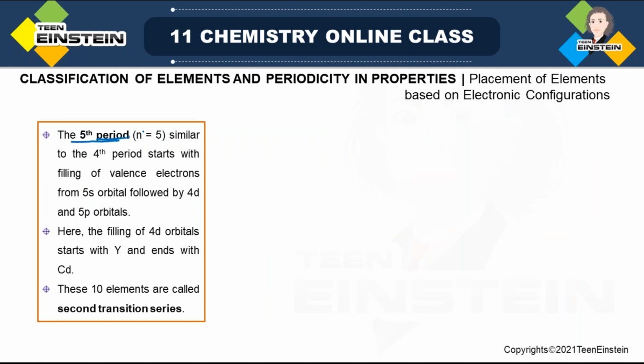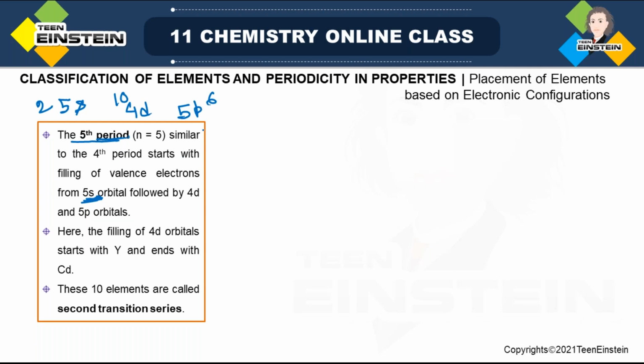Next, after the fourth period, the fifth period. Here the principal quantum number is 5. Just like the fourth period, it also starts with the filling of valence electrons starting from 5s, and after 5s, in the previous case you have seen after 4s came 3D, now after 5s it is 4D, and then 5p. Maximum electrons you can have: 2, here you can have 10, and here you can have 6.